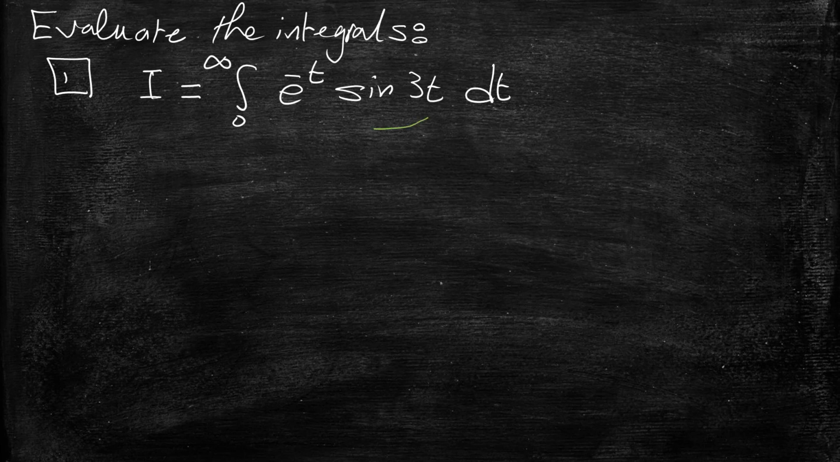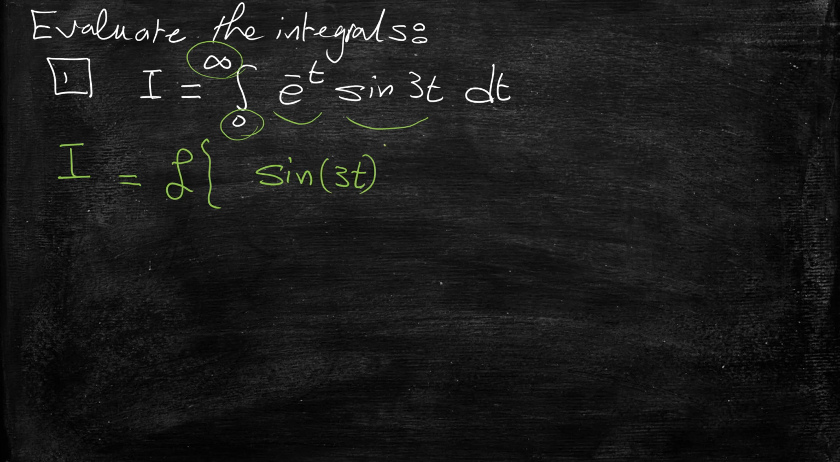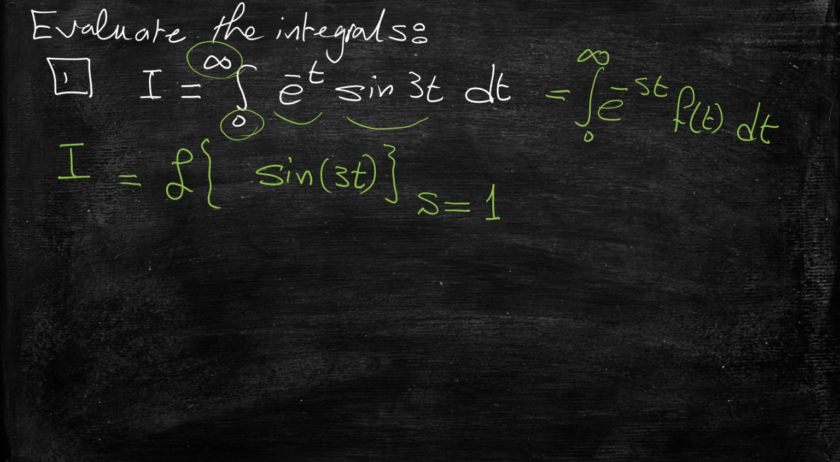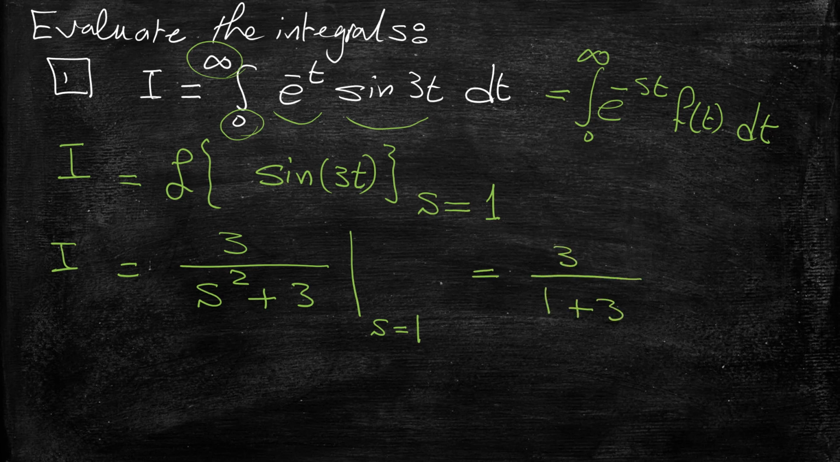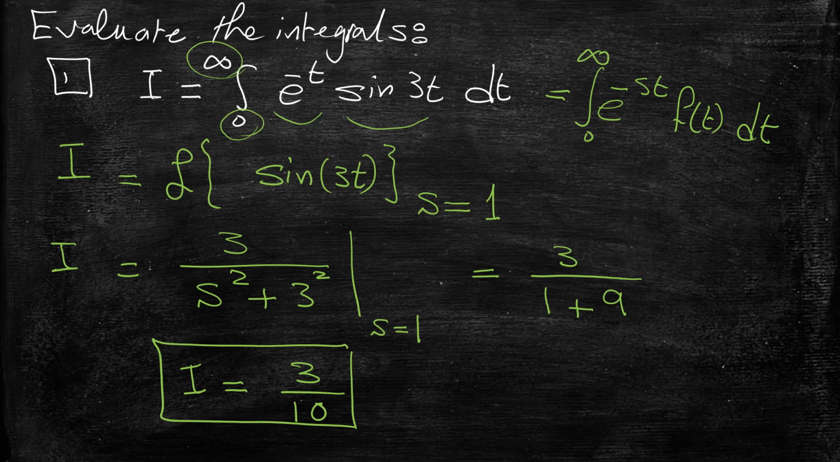Again, we have a function multiplied by an exponential, and we have the integration from 0 to infinity. If we have these three things, this integration is nothing but the Laplace transform of this function, with s equal to 1. Again, we are comparing this with e power minus st f of t dt, and the integration from 0 to infinity. So here, I will do this Laplace transform. It's from the table, very straightforward. It's 3 over s squared plus 3 squared. Don't forget s is equal to 1. So this will be 3 over 1 plus 3 squared, sorry for that, and then 3 squared equals 9. So this is 3 over 10. This is our integral value.